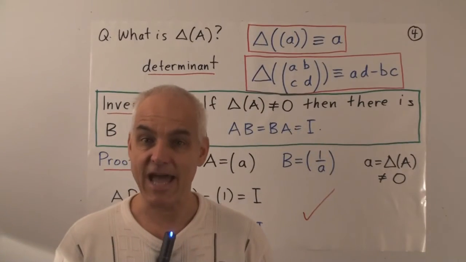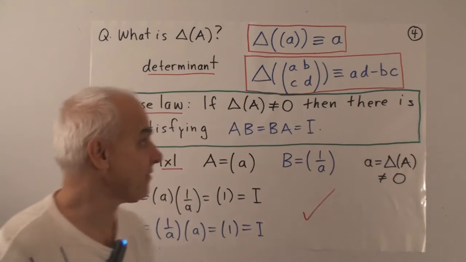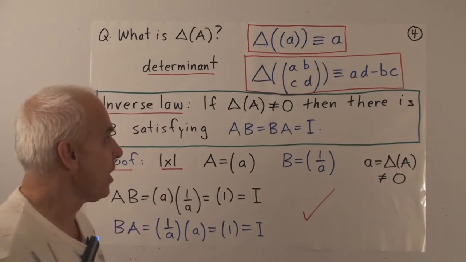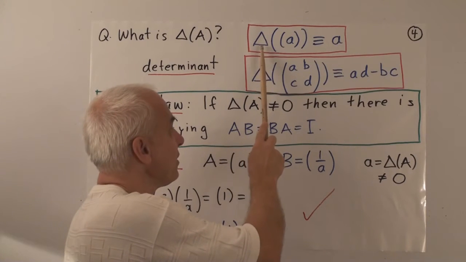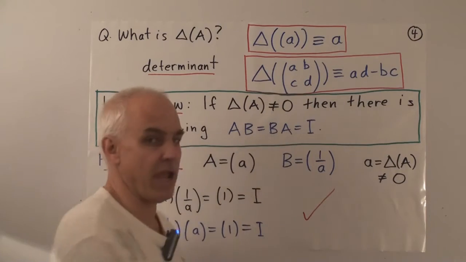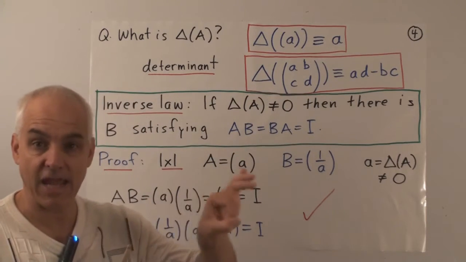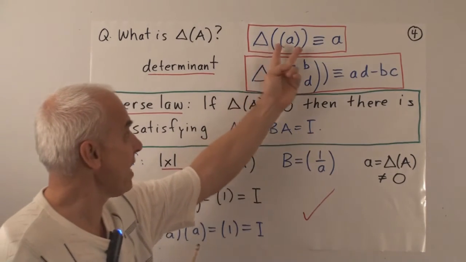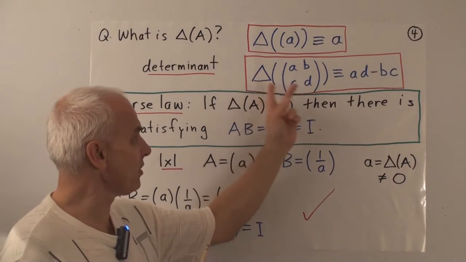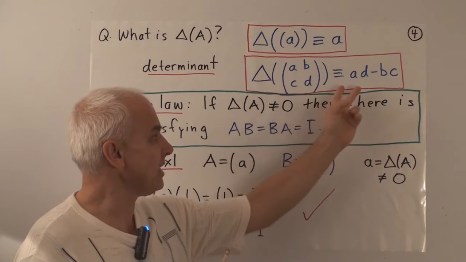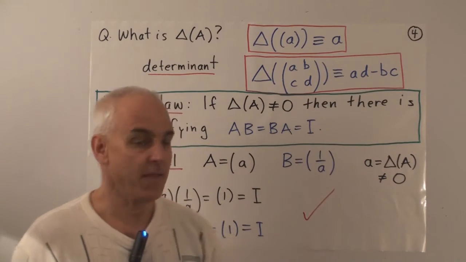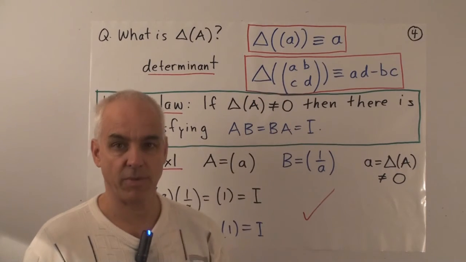So let's have a look at this last very interesting law with this determinant function. First of all, what is the determinant of the matrix A? For the 1-by-1 case, the determinant of the matrix A, here's the matrix A, is the number A. So it just picks out its entry. The determinant of the matrix is a number. For the 2-by-2 case, the determinant of the matrix ABCD is this number that we've seen many times, AD minus BC. That's the definition of what we mean by the determinant.